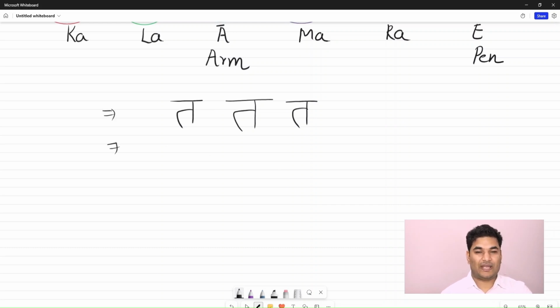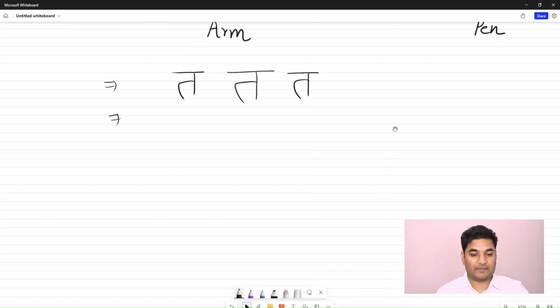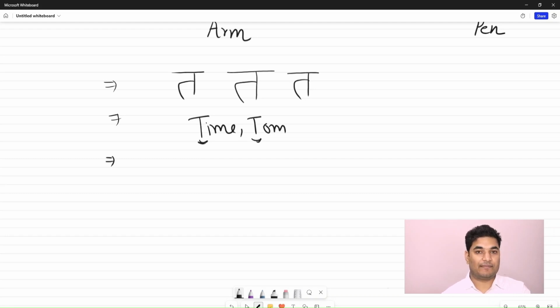Now, I know it is a bit difficult for native English speakers to pronounce it because in English we do not have this sound. French has this, Japanese has this, Hindi has this, but English does not have this sound. We have "time" and "tom," for example, we have a T sound, but it is not the same sound.